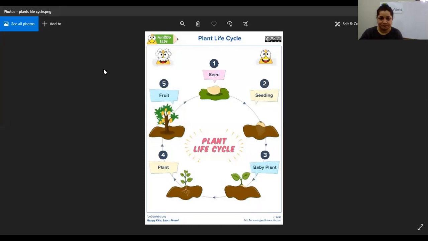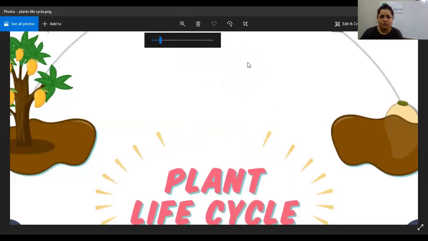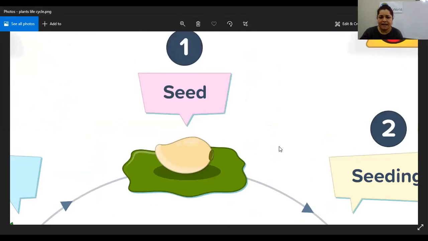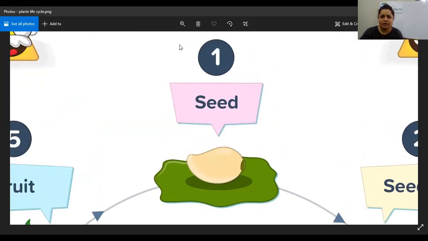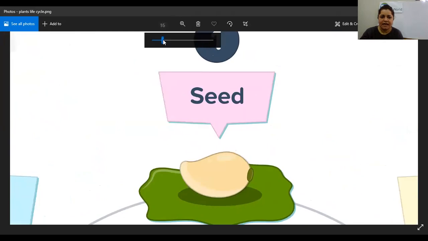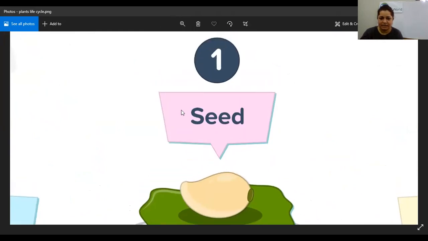So I'm just going to share a picture with you. Now have a look at this picture. Now these pictures explain to us about the life cycle. Now on number one, you're going to see we have seed on number one. Now this is the first thing, right? The first thing is the seed.